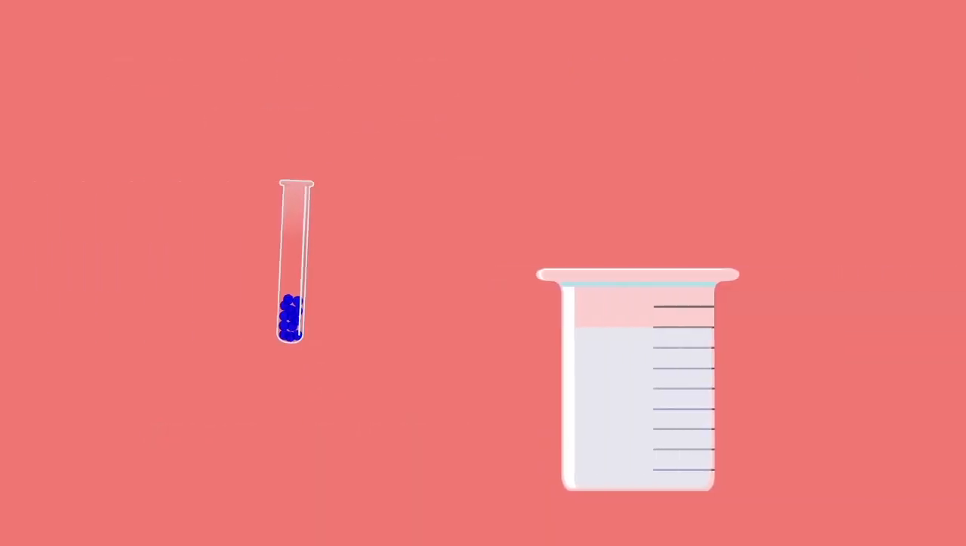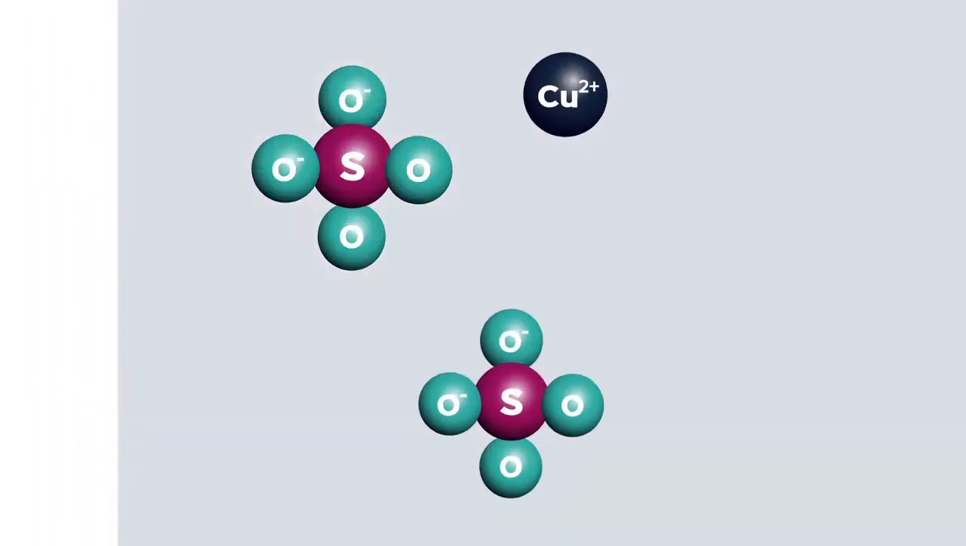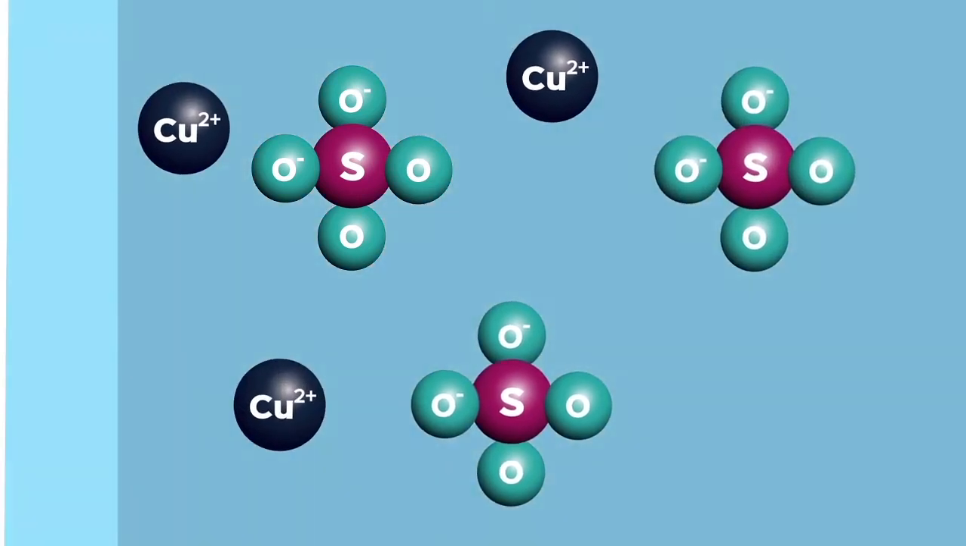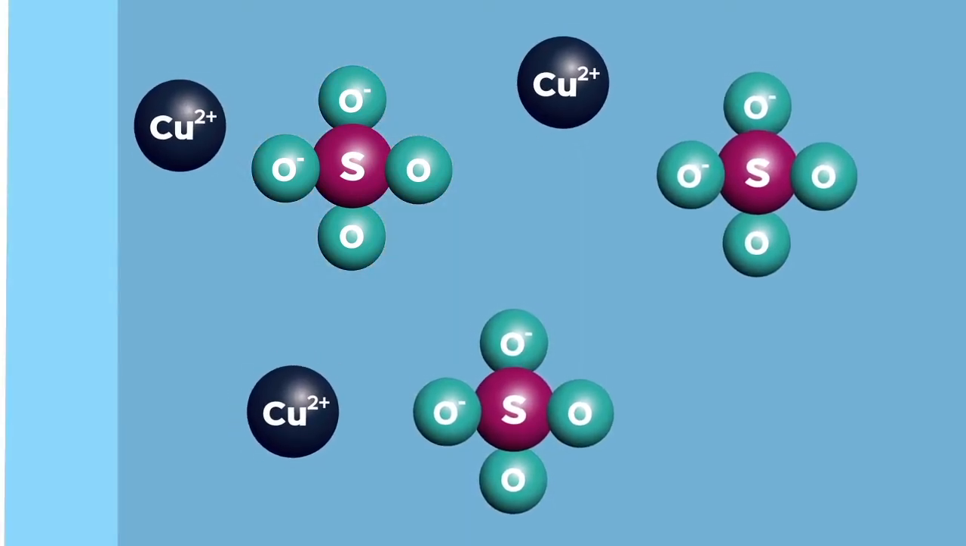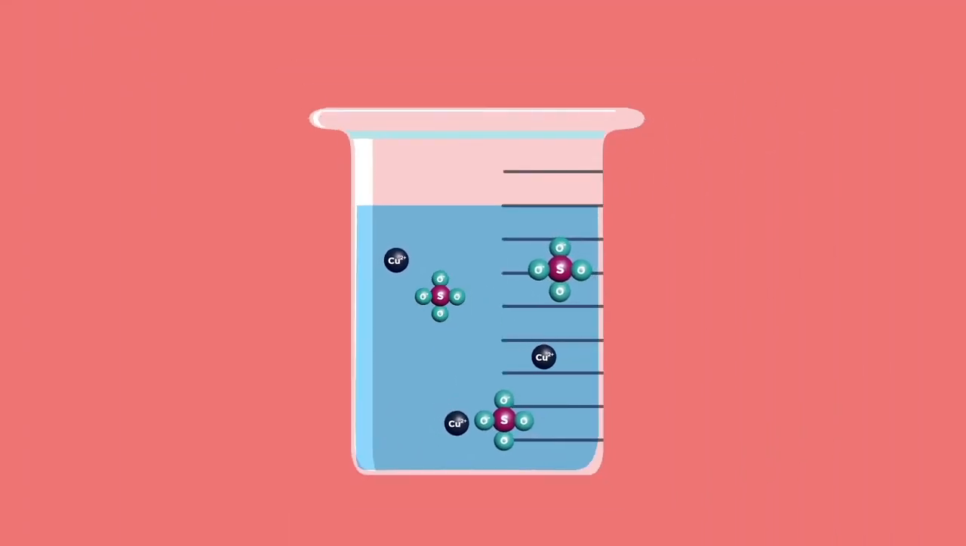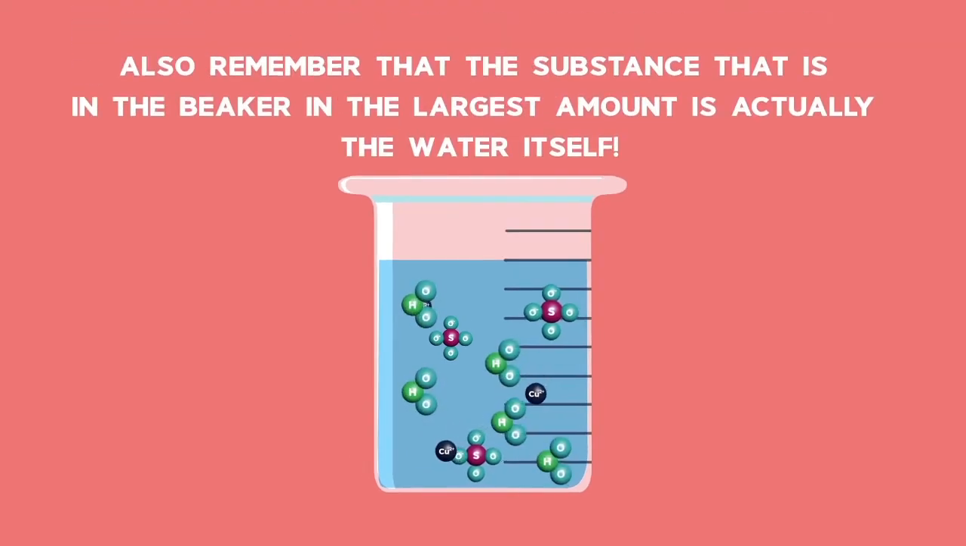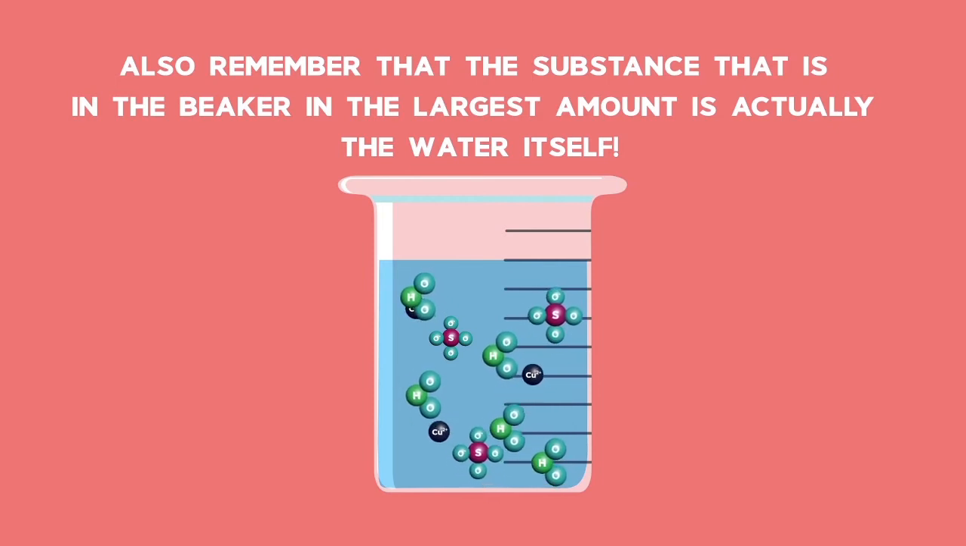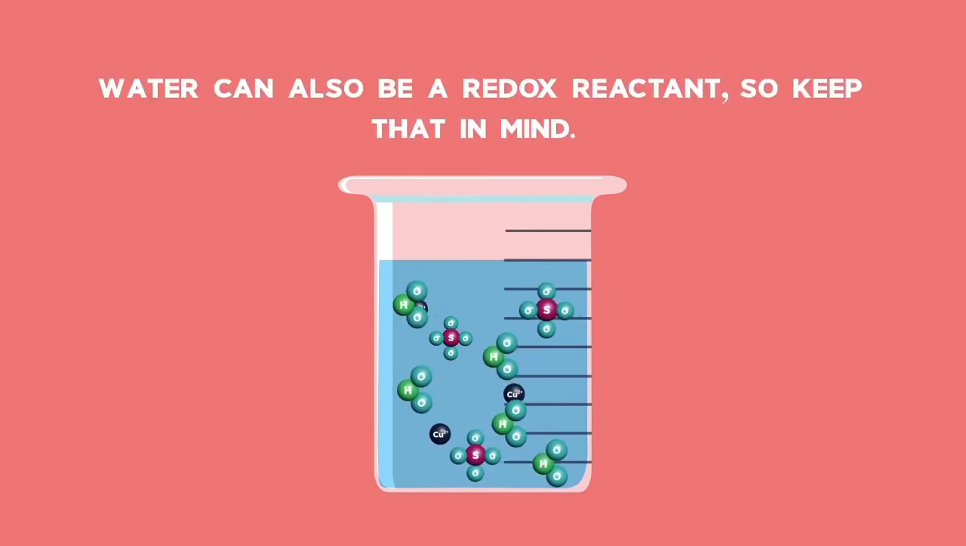So, let's take some copper sulfate and stir some into water. The crystals of the CuSO4 split into copper cations and sulfate anions. These ions can now be involved in redox reactions. Also remember that the substance that is in the beaker in the largest amount is actually the water itself. Water can also be a redox reactant, so keep that in mind.